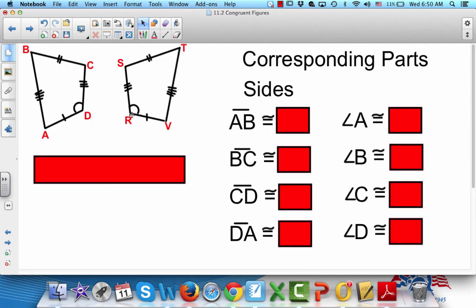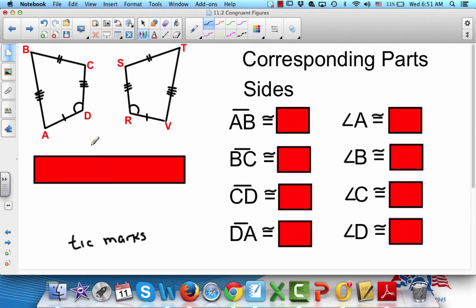Whenever you have congruent figures, you'll also have congruent parts. One of the ways you can tell congruent parts is by what we call tick marks. Let me write that for you. Tick marks, that's these little things right here. When you see one tick mark here and one tick mark here, that means that AD is congruent to RV. And when you see 4 here and 4 here, that means AB is congruent to VT. And the same with angle D and angle R.